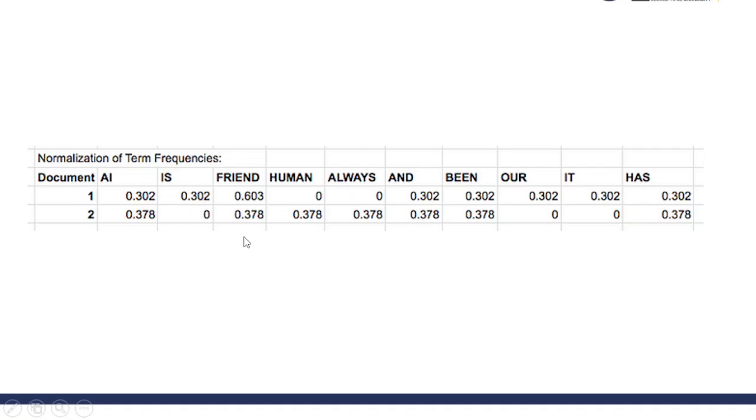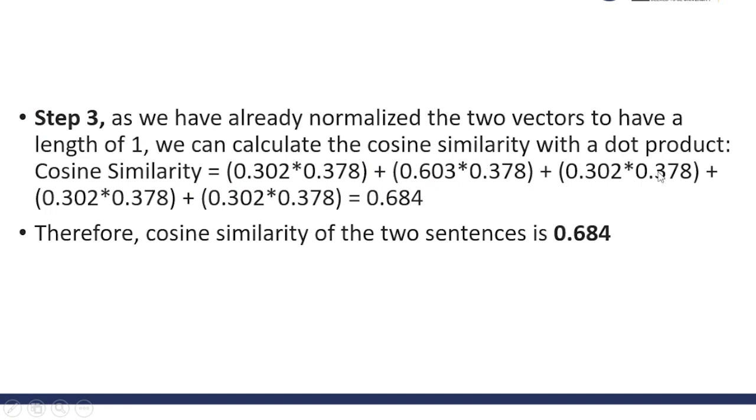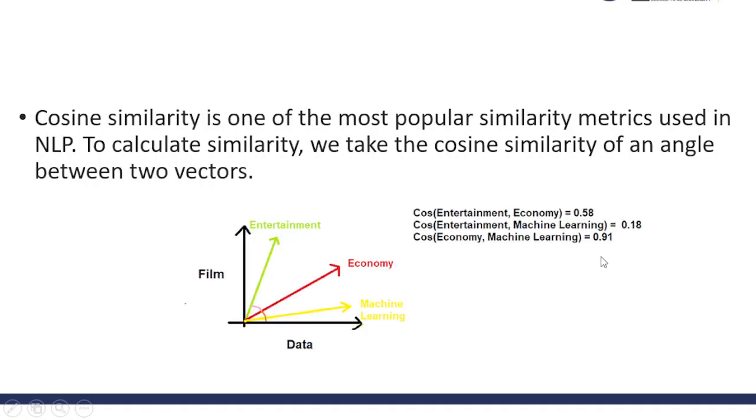So once we get the normalized values, we calculate the product of these two sentences. So 0.302 into 0.378 plus 0.603 into 0.378 plus 0 plus 0 plus 0.302 into 0.378 plus 0.302 into 0.378 plus 0 plus 0 plus 0.302 into 0.378. So we are getting 5 terms, and the result is 0.684, indicating that the similarity between the two sentences is 0.684, which is nearly 0.7 and closer to 1, indicating that the two sentences are similar.